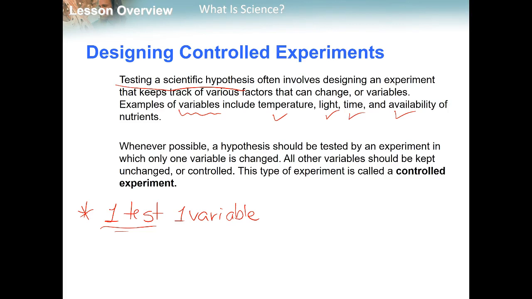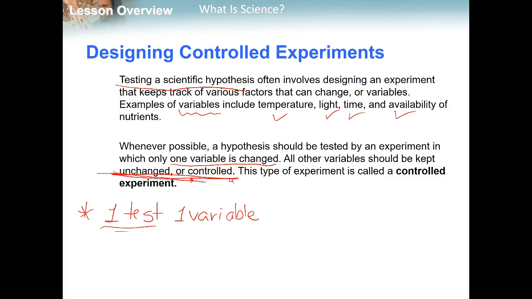So I only want to focus on that one variable at a time. So a hypothesis needs to be tested by an experiment. We only want to test that one variable. All of the other variables then, what do we do with them? We keep them unchanged, or we keep them controlled.